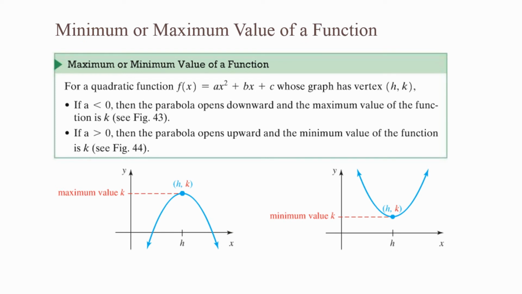Minimum or maximum value of a function. For a quadratic function, f of x equals ax squared plus bx plus c, whose graph has a vertex h, k. If a is less than 0, then the parabola opens downward and the maximum value of the function is k. So anytime your a is negative, your parabola will open downward. If a is greater than 0, then the parabola opens upward and the minimum value of the function is k. That means if a is positive, our parabola will open upward.